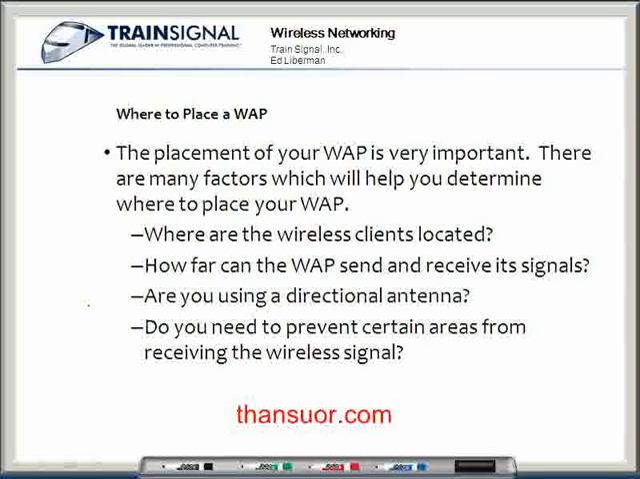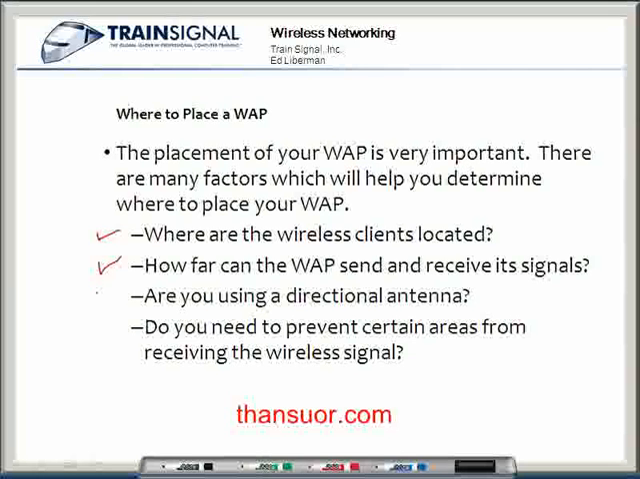Now, there are many different factors which will help you to determine where to place your access point. One: where are the wireless clients located? That's probably the number one question, because we need to get our access point close enough to them to be able to connect to the network. But along those same lines, how far can the wireless access point send and receive its signals? Not only do we want it in proximity with the users who need it, but how far away from those users can we get?